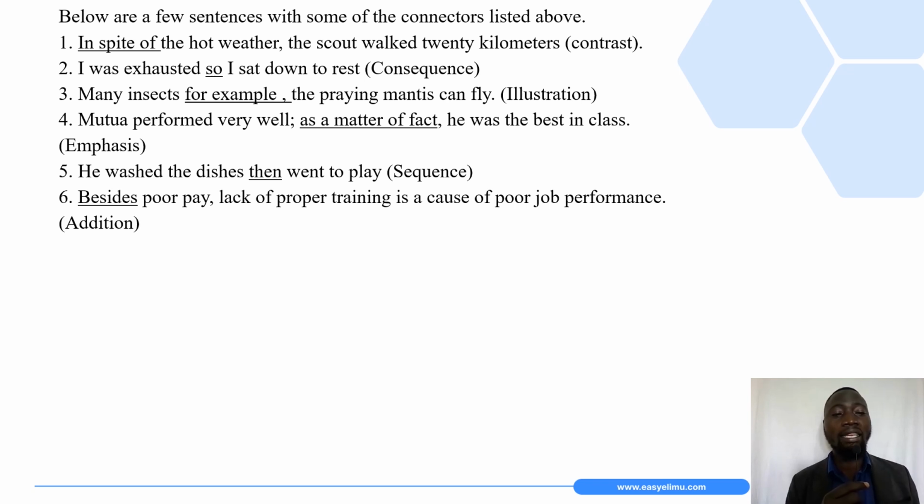Then another example: Mutua performed very well. As a matter of fact, he was the best in class. The connector that we have there is as a matter of fact, and it has been used to lay emphasis. Then the next example: he washed the dishes then went to play. We have then as the connector there, used to show sequence. Then the last example: besides poor pay, lack of proper training is a cause of poor job performance. We have besides, which has been used to give additional information.